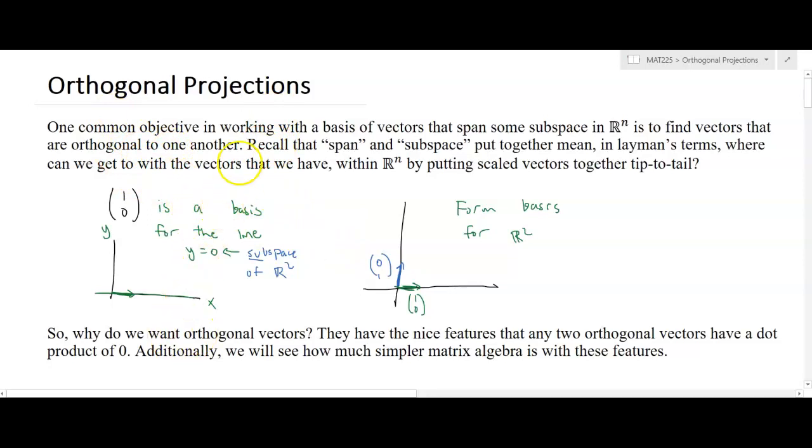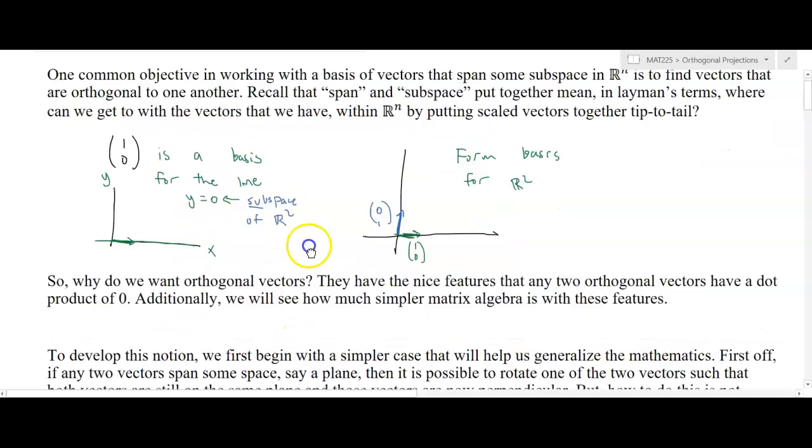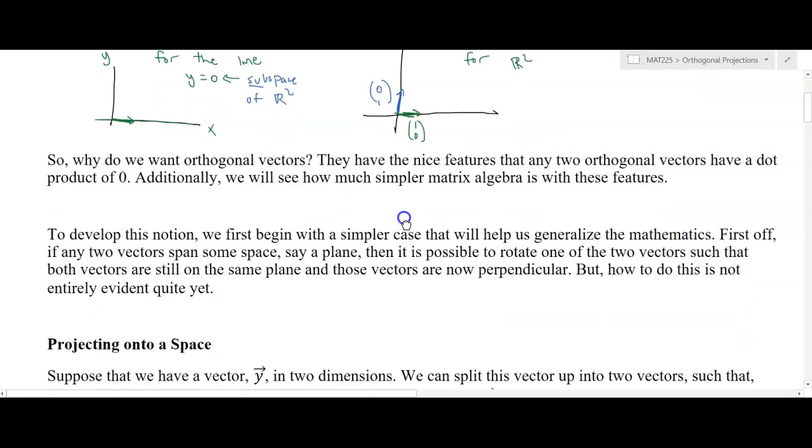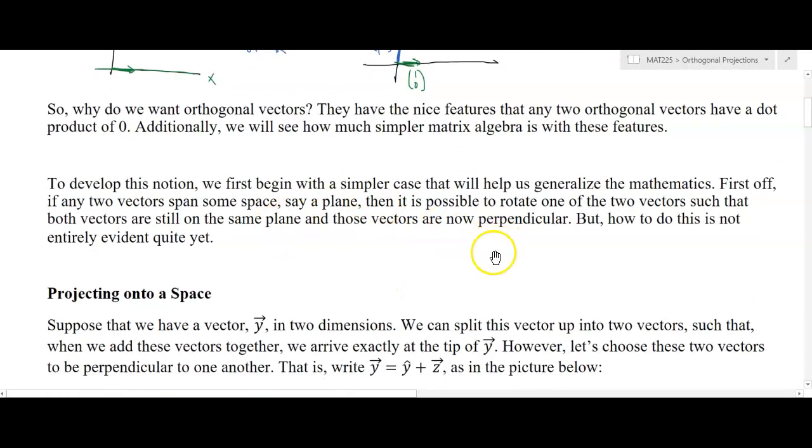So why do we want orthogonal vectors? Well, as we've seen from our previous lesson, you can really quickly compute coefficients to find the scalars for a bunch of vectors to put together tip to tail to produce another vector. They have the nice feature that any two orthogonal vectors have a dot product of 0, which makes things very convenient mathematically. Additionally, we will see how much simpler matrix algebra is with these features. We first begin with a simpler case that will help us generalize the mathematics.